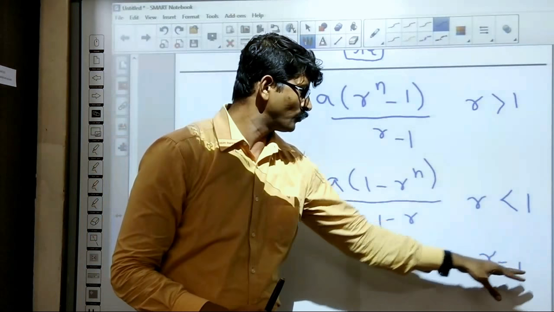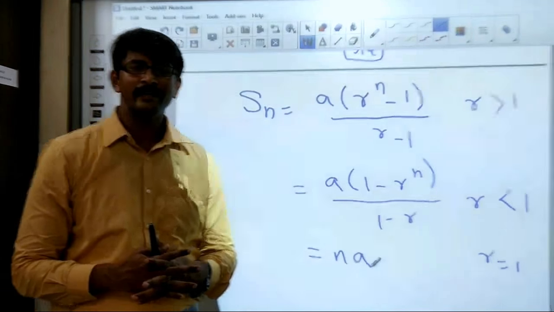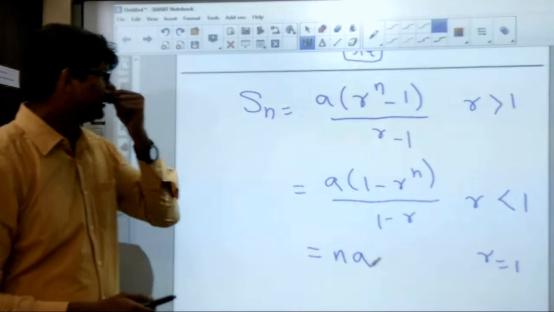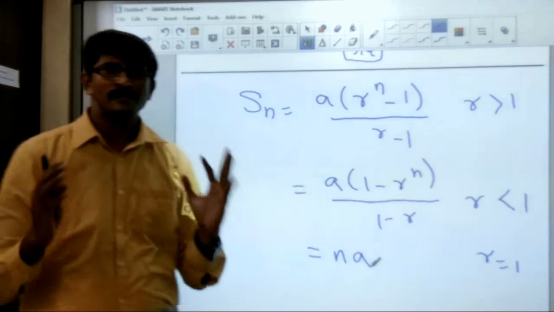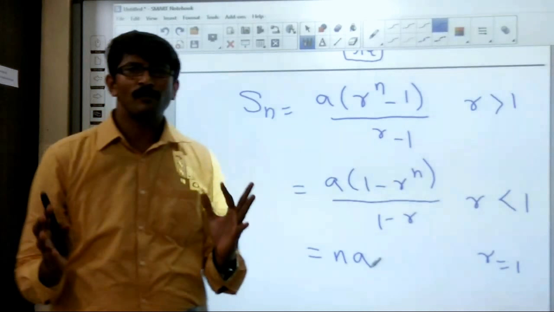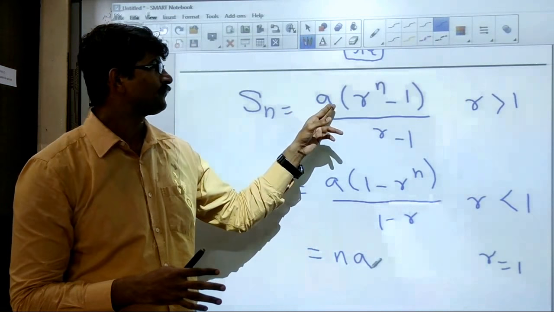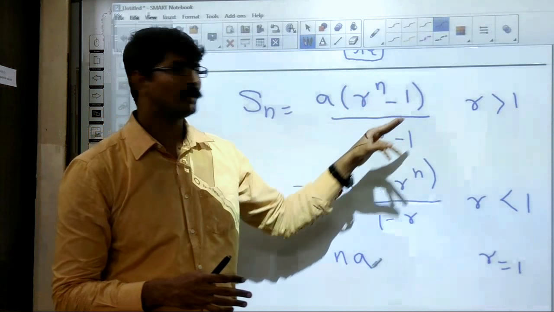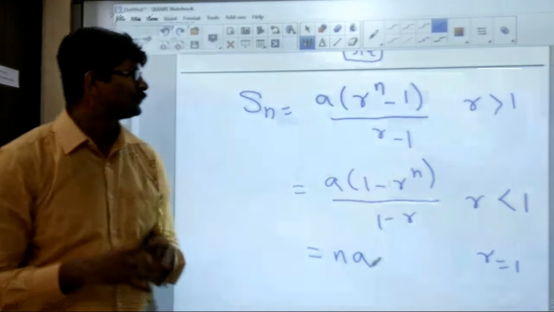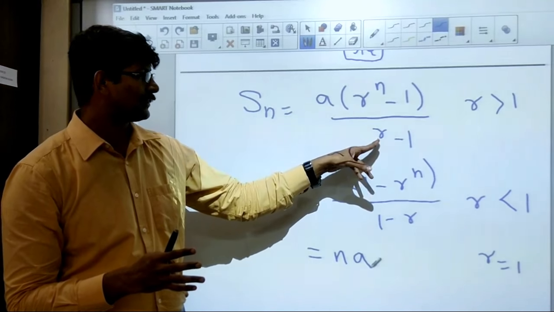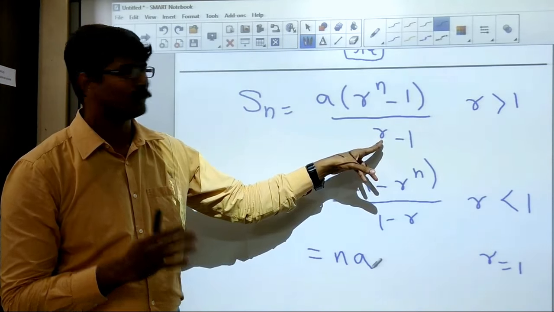If R is equal to 1, then it is simply NA. So let's revise once again. What does this S stand for? Sum of first n terms of GP. If R is more than 1, the formula is A(R^n minus 1) upon R minus 1. So students understand, when R is more than 1, R comes first.